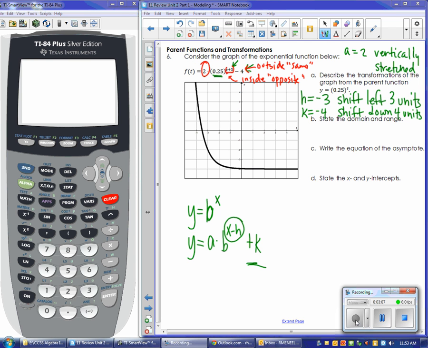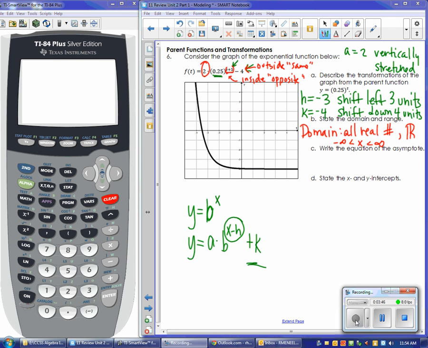Okay, the next question asks us to state the domain and the range. One thing you want to remember is that for an exponential function, the domain is always going to be all real numbers. That's going to be true for every exponential function. The easiest way to write that, there's actually a symbol, like a double R, that says all real numbers. But you may also see it written as an inequality, where we're saying x is between negative infinity and positive infinity. So just know that there are lots of different ways that you can express all real numbers.